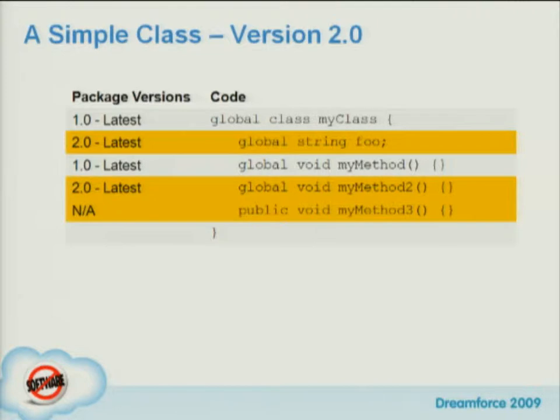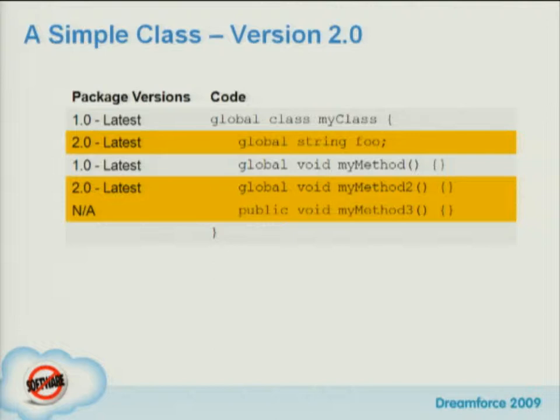Now, I want to call out this very last method here, my method 3. If you notice, there's no versioning on that, right? Your customer can't call that. It's marked as public. That means it's only internal to your application. You don't need versioning, right? You know your code. It's the customer who doesn't. So we don't have to worry about that, and that's the beauty of this piece.